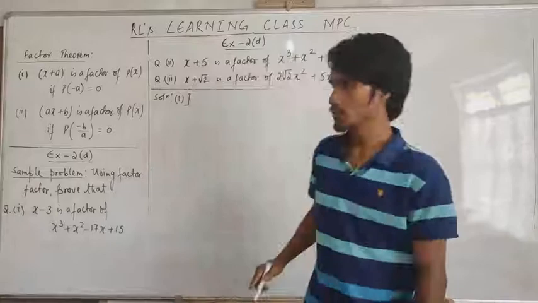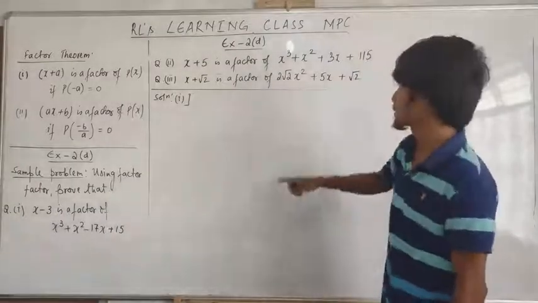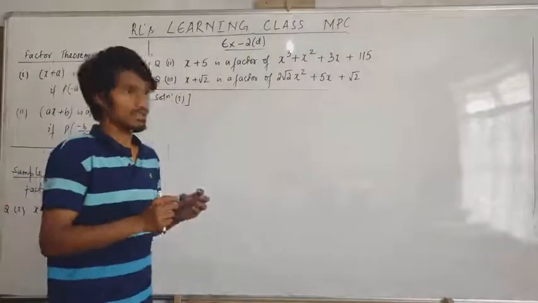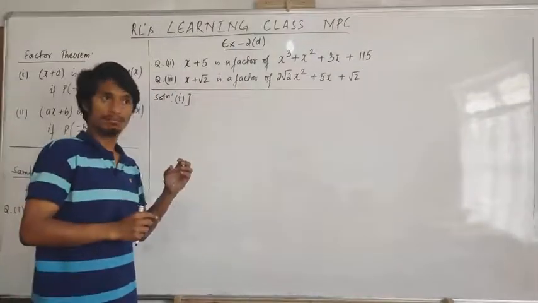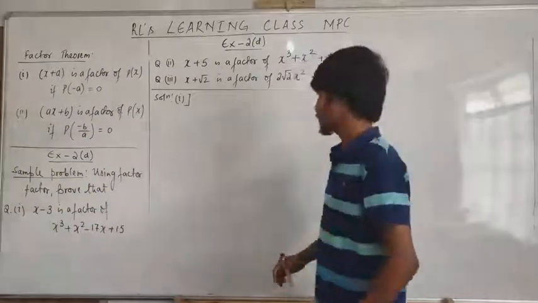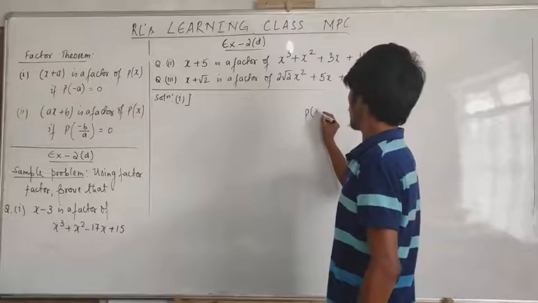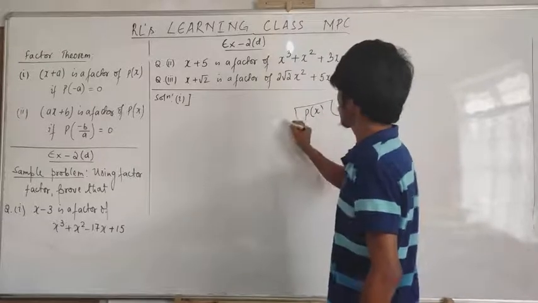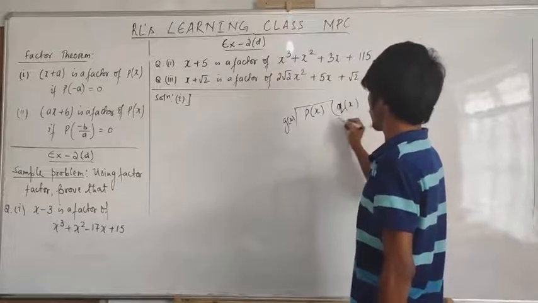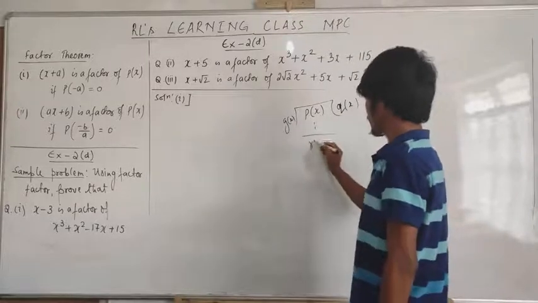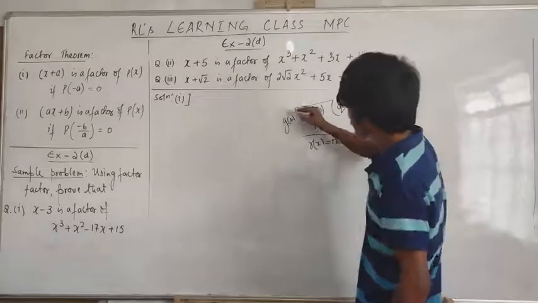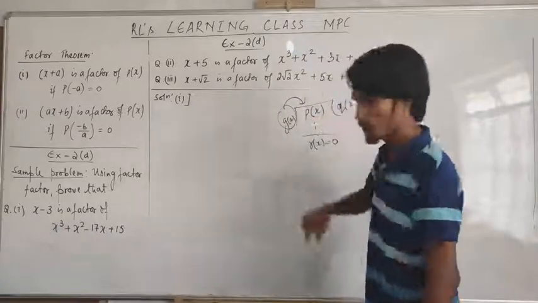Okay, now we'll continue from that, but here we'll do exercise 2D. In this exercise 2D, I already explained that when g of x divides p of x, if the remainder we get is 0, then that g of x will be a factor. Now here, p of x divided by g of x, then we get some quotient and some remainder. If this remainder is equal to 0, then g of x is a factor of p of x.